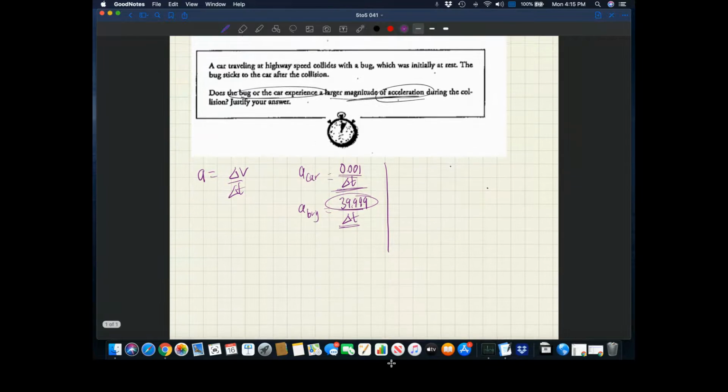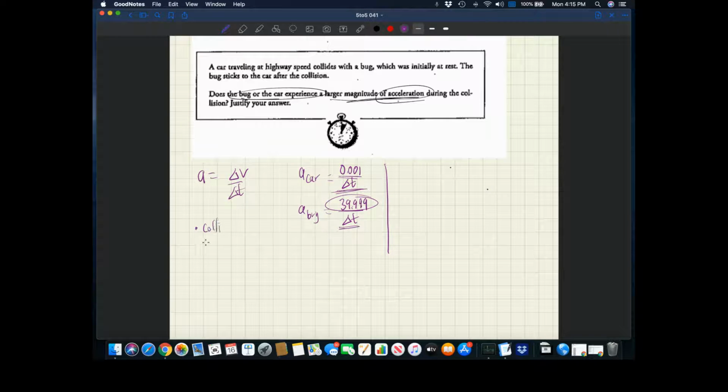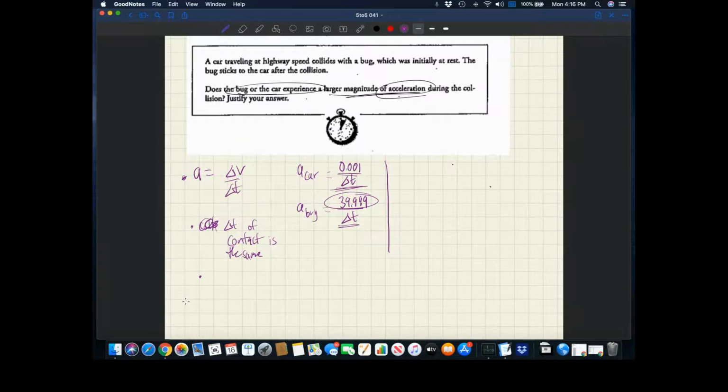So the bullets, we write them out. The collision. So we say acceleration is delta v over delta t. That's the first bullet. The second bullet is the delta t, the time of contact, is the same. One can't be in contact with the other longer than the other one's in contact with it. And we notice the car has a greater mass, so the velocity is changed less. So delta V is less.